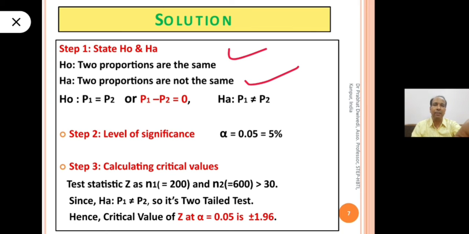The mathematical representation of these null and alternative hypotheses is given below. That is, the null hypothesis is P1 equal to P2, that is P1 minus P2 equal to 0, whereas the alternative hypothesis is P1 is not equal to P2. So that is what step 1 is. Step 2 is the level of significance, that is given to us as 5%, no issues.